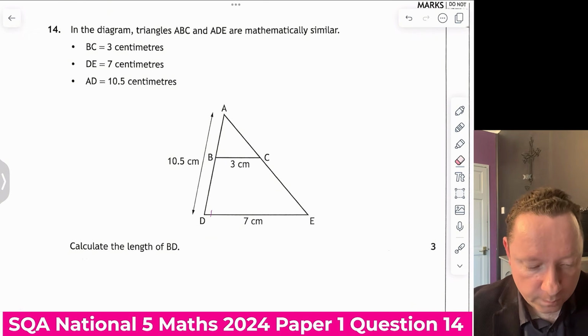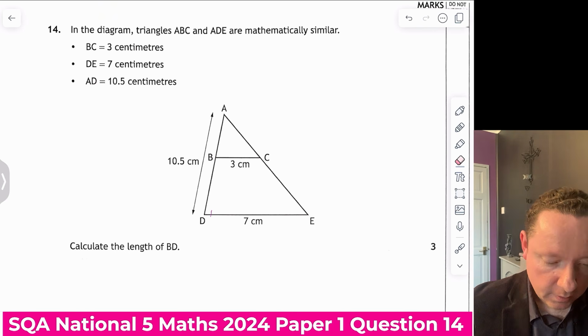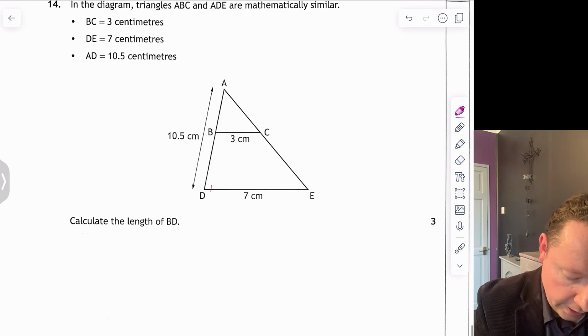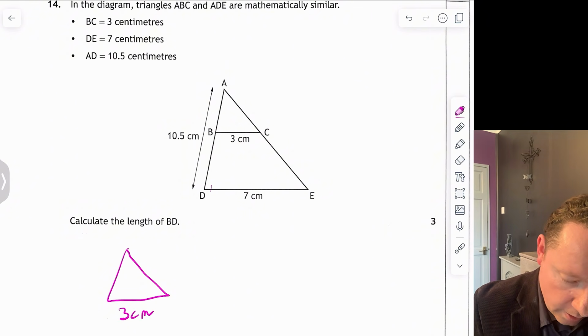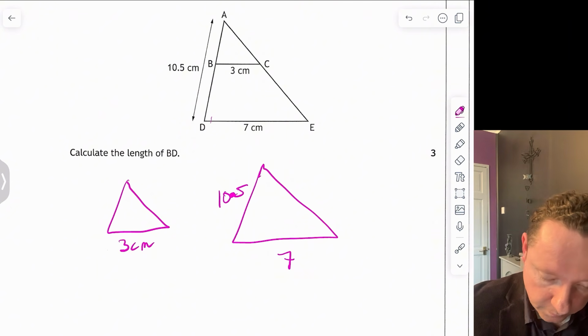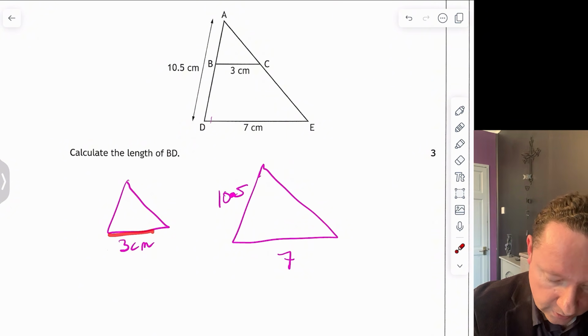SQA National 5 Maths 2024, Paper 1, Question 14. In the diagram, triangles ABC and ADE are similar. So they're similar, so I've got ABC, let's just do that, and that is 3 centimetres here. And then it says ADE, the big one, ADE. Well, we've got 10.5 here. And then we've got 7 on the bottom. So hopefully you can see that since they're similar and this side is this side, I can do the scale factor and I can then find the length here. So I'm just going to go ahead and do that.